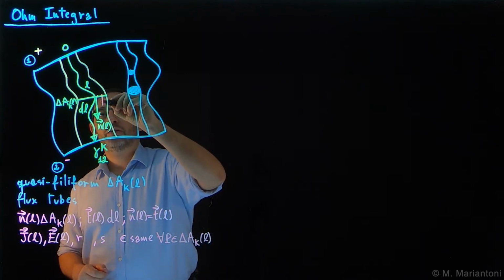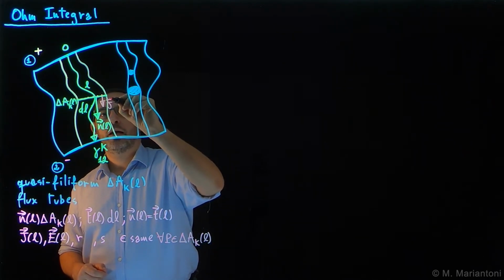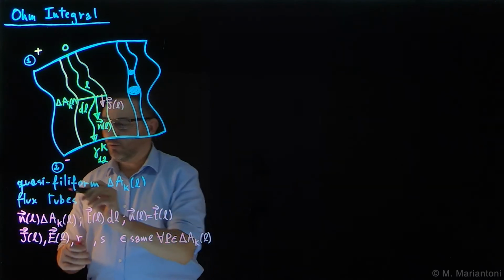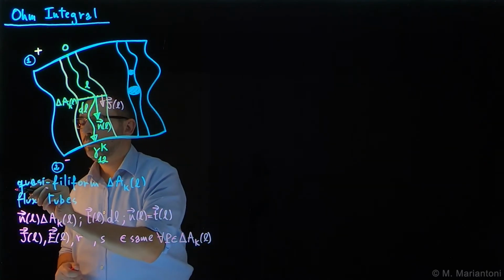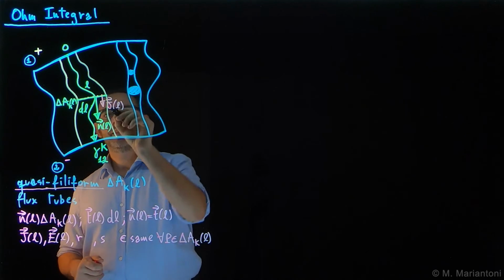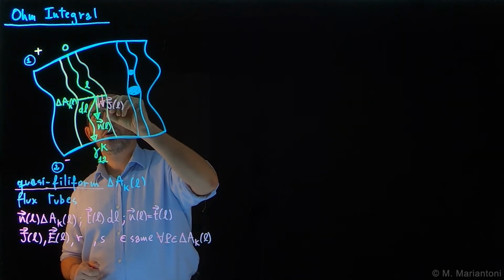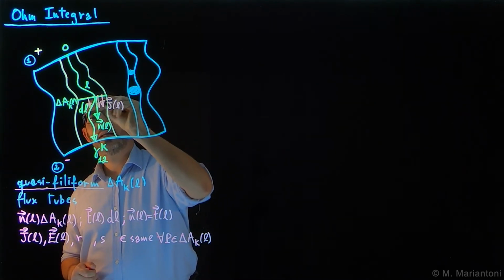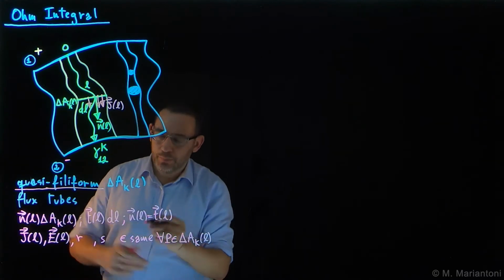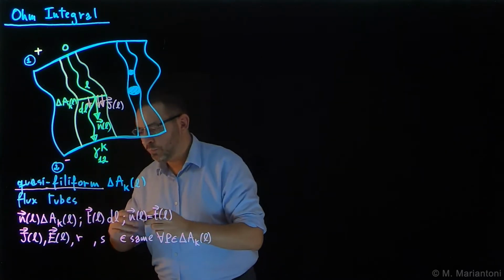If this one is J at L, because of the quasi-filiform condition, this J(L) has to be the same at each point on this small area delta A_k(L). Similarly, E(L), and similarly the resistivity and conductivity.